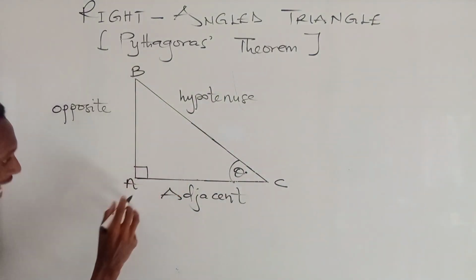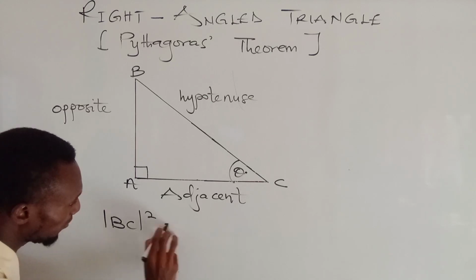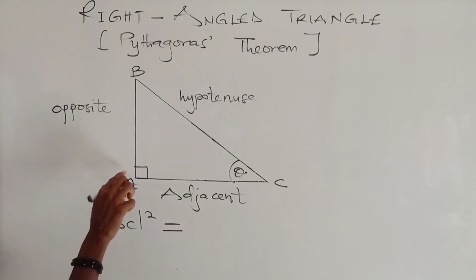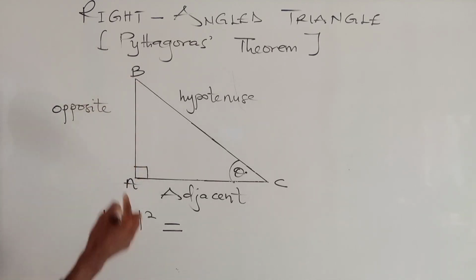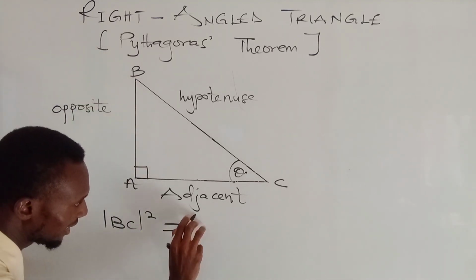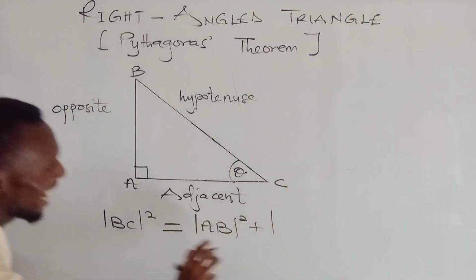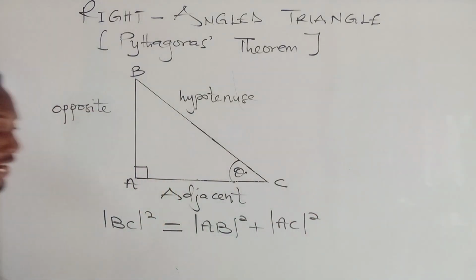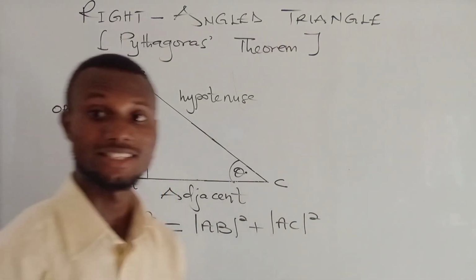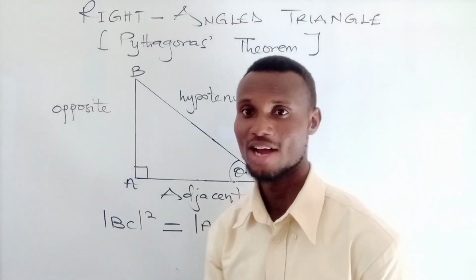So line BC squared, I hope you are following, is supposed to be equal to line AB squared, or someone can say line BA is the same thing. So line AB squared plus line AC squared. So this is the Pythagoras theorem. I hope the explanation is clear enough up to this point.